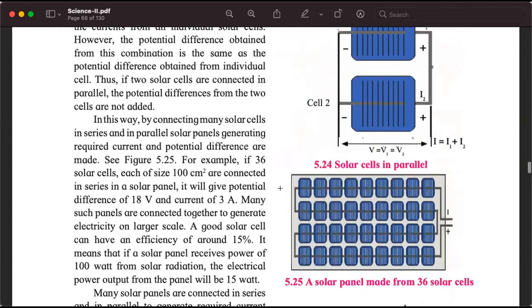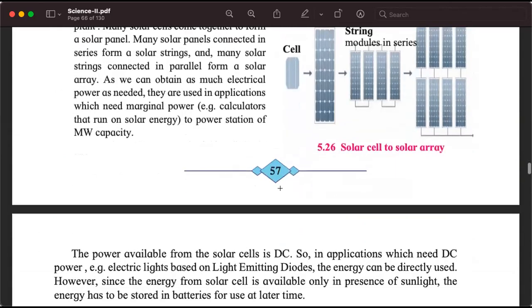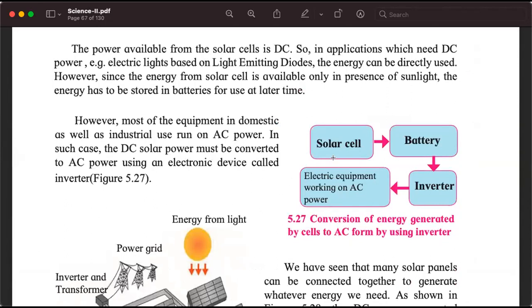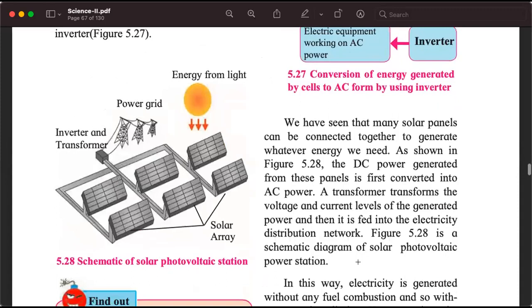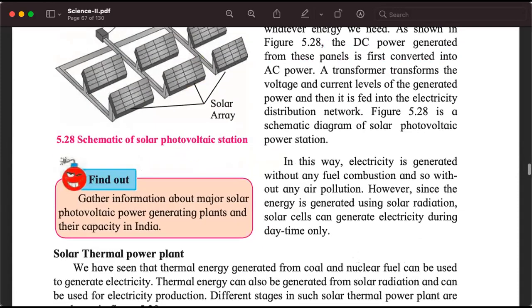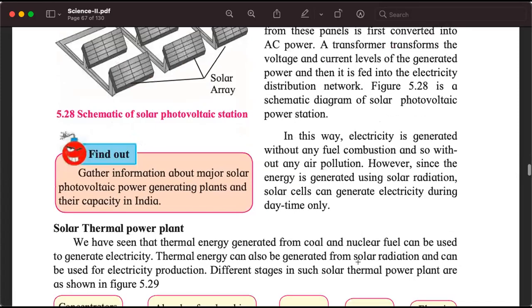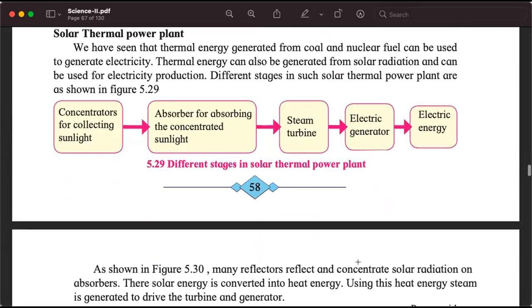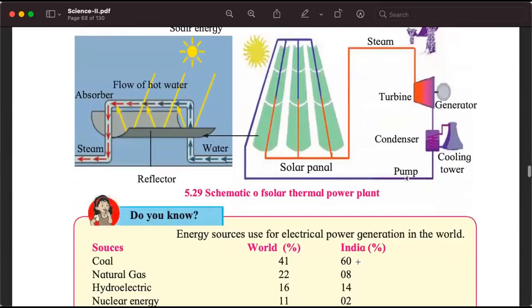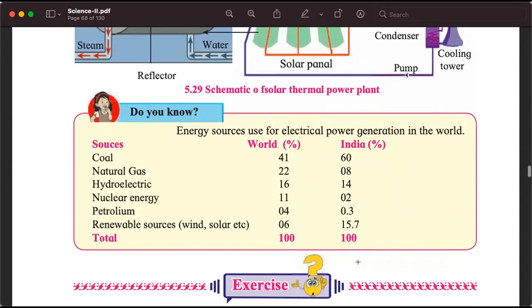Do we see any turbine? No. And you know that we use solar panels, solar cell, battery, inverter, electrical equipment. Where is the turbine? No turbine. Sixth. So in this chapter, in this textbook, we are going to study at least 6 different methods of generating electricity, which are all used in the world currently.